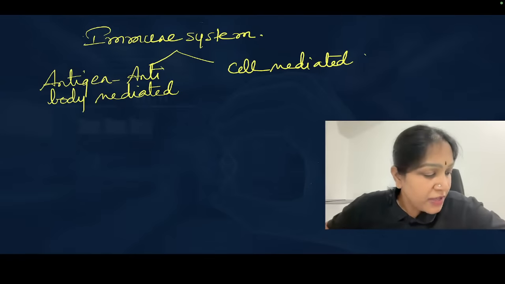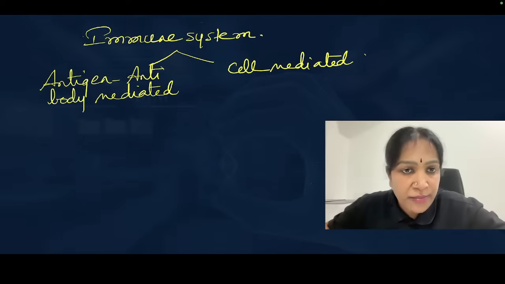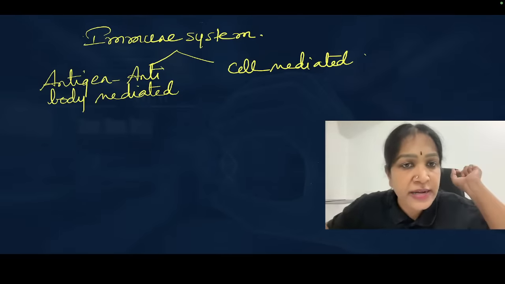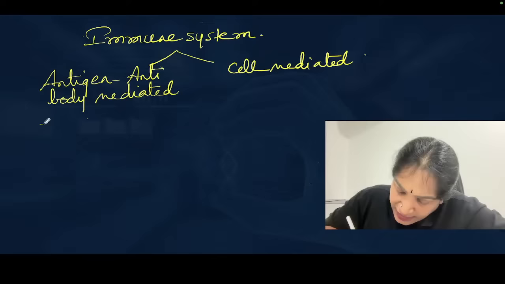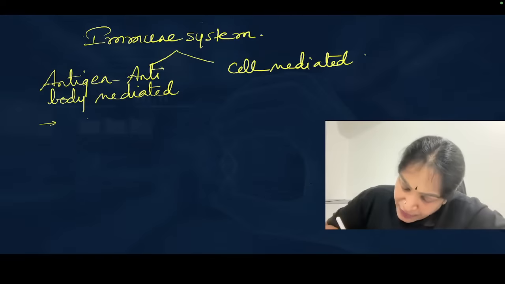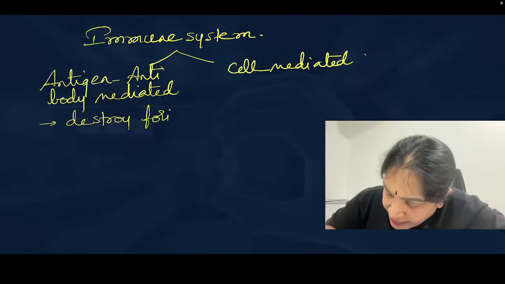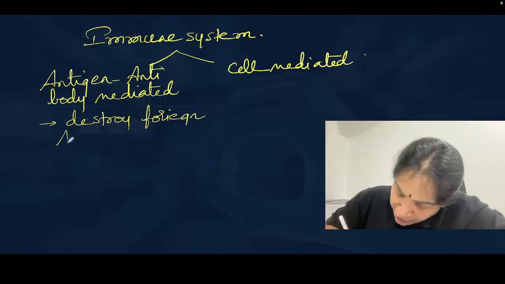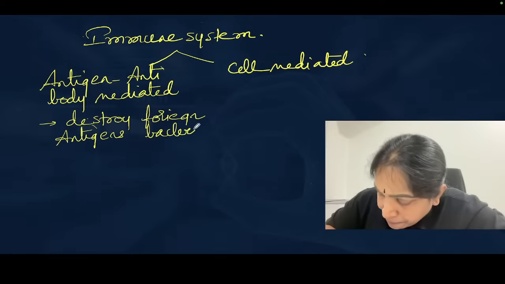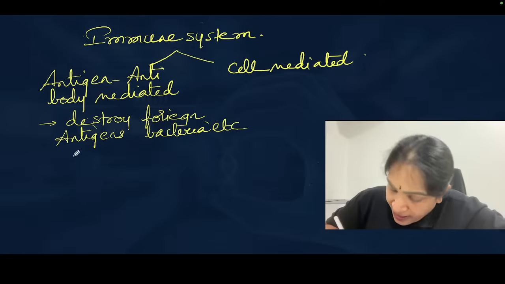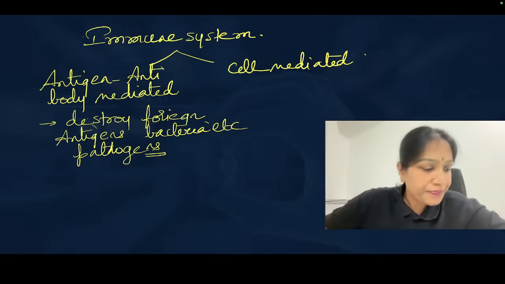So in the immune system, we have two types of immunity. We have the antigen and antibody mediated immune system and the cell mediated immune system. Is that clear? And antigen and antibody mediated immunity usually will destroy foreign antigens like bacteria, I mean pathogens, disease causing agents. Okay, is that clear?